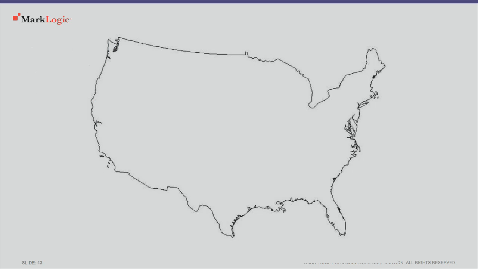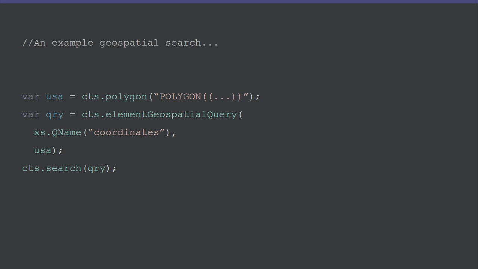So let's look back at this United States example. If we wanted to find all the points in our database in the United States, we would probably write a query that looks something like this. This is creating a query object on the coordinates element, and I've created a polygon that represents the boundary of the USA. And this would find all documents in the database that mention points contained within that region. So how does this work?